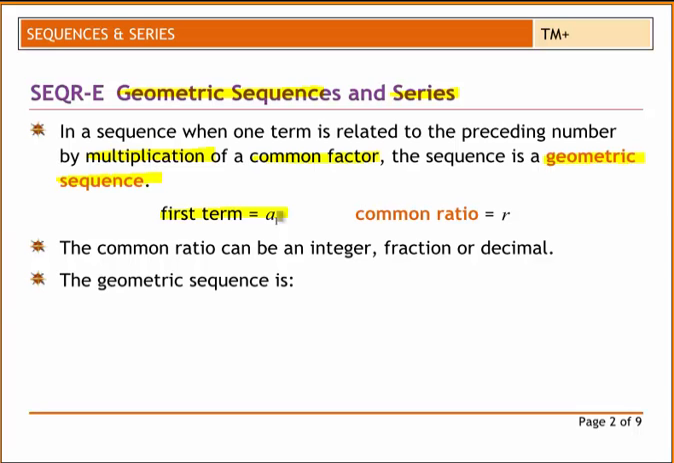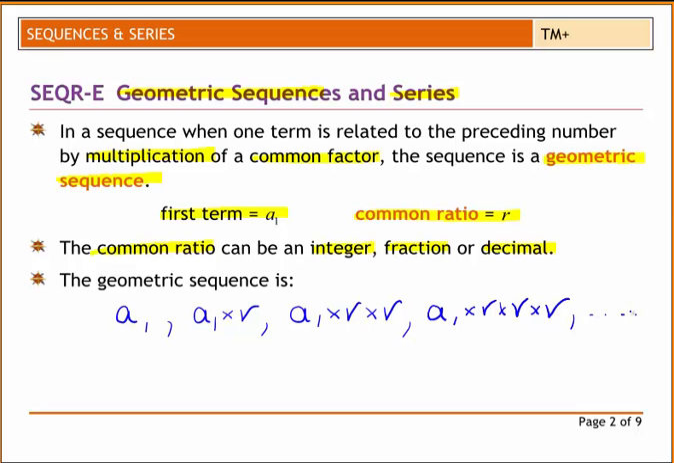Our first term is still a subscript 1 and our common ratio is r. The common ratio can be an integer, a fraction or a decimal, so basically you can multiply by anything. It could also be positive or negative. If our first term is a1, our second term is going to be a1 times r. Our next term is a1 times r times another r. I think you get the idea. So it's a1, then a1r, a1r squared, a1r cubed, and we'll go all the way up to a1r to the n.